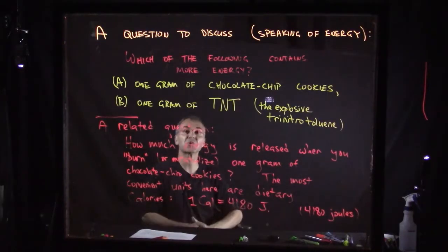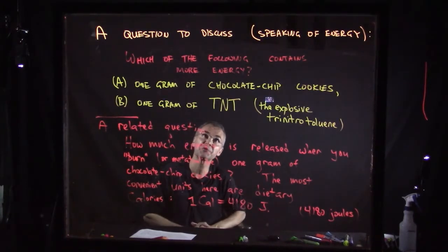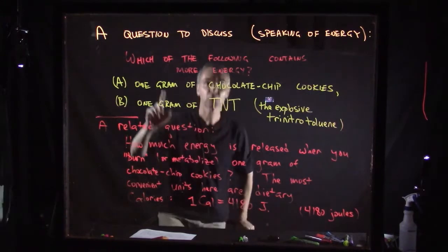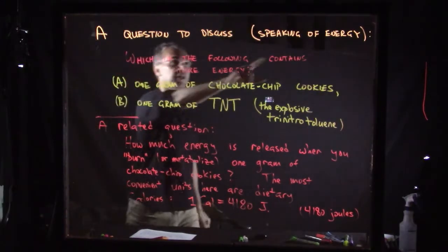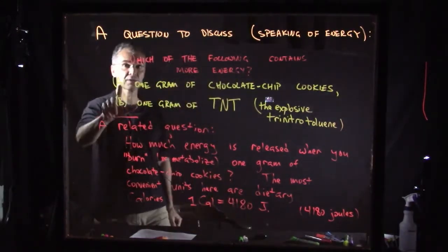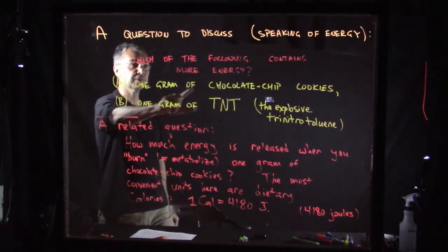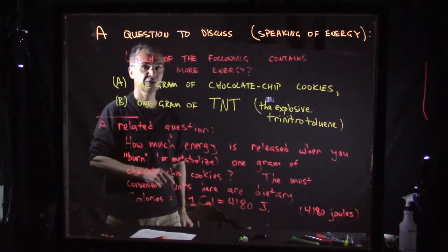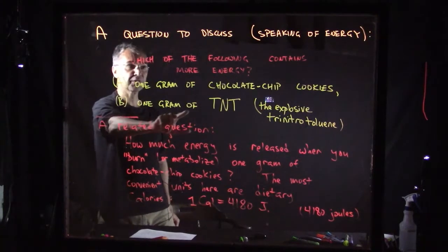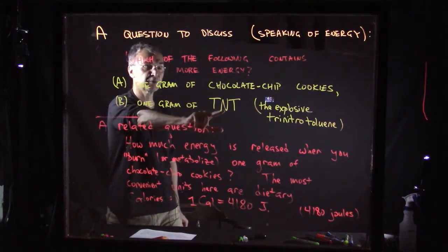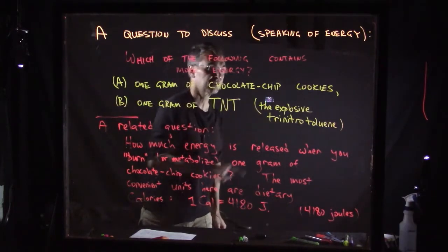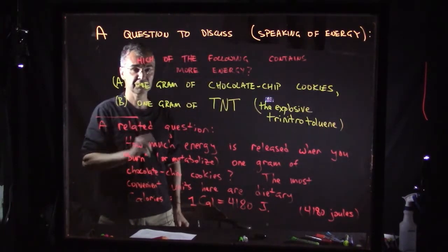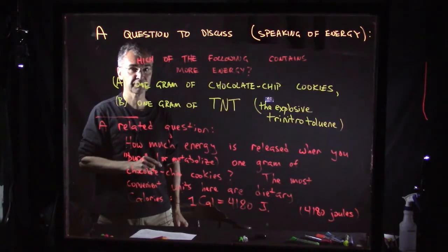Okay, now another question to discuss with your neighbor, if you have a neighbor, or you can text somebody to discuss, or you can just wait and ponder it for a moment. But which of the following contains more energy? A, 1 gram of chocolate chip cookies, or B, 1 gram of TNT. That's basically dynamite, the explosive trinitrotoluene. So you can think about that for a moment.